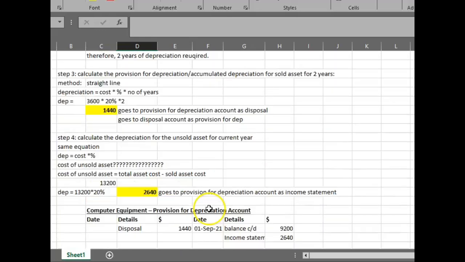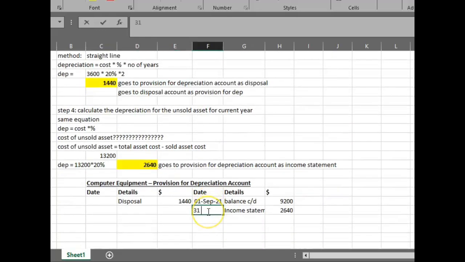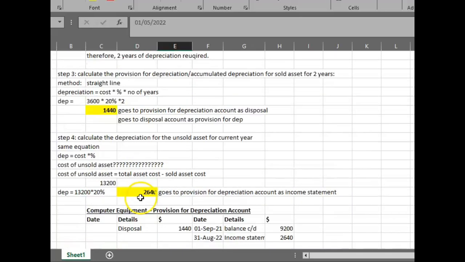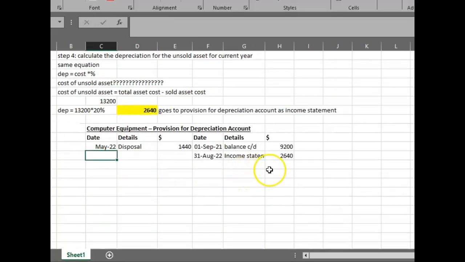The balance BD is recorded at the beginning of the year, which is 1 September 2021. The income statement entry is at the end of the year, which is 31 August 2022. The disposal entry is recorded on the date of sale, which is May 2022. After posting these three figures, you can close the account, just like any other ledger account.